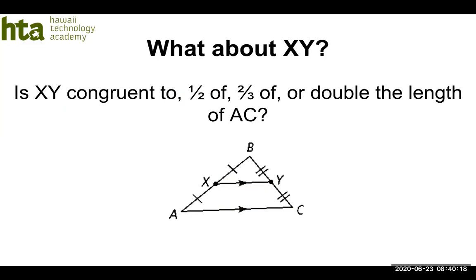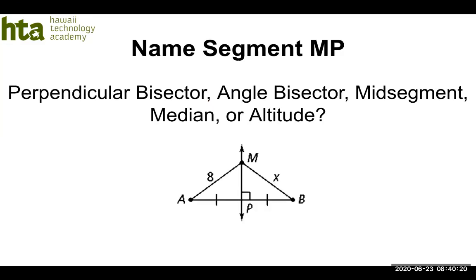All right, next segment that we're going to talk about. MP. All right, this one's a little bit trickier, okay? So if you want to guess or you think you know it, type it in. Is it a perpendicular bisector, angle bisector, mid-segment, median, or altitude? All right, I see a vote for altitude. I see a vote for peanut butter. No, I'm just kidding. Perpendicular bisector.